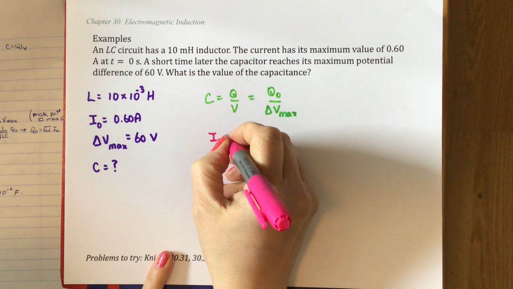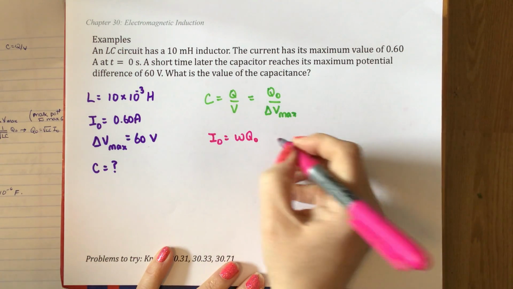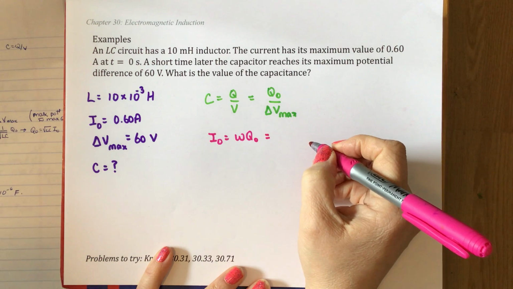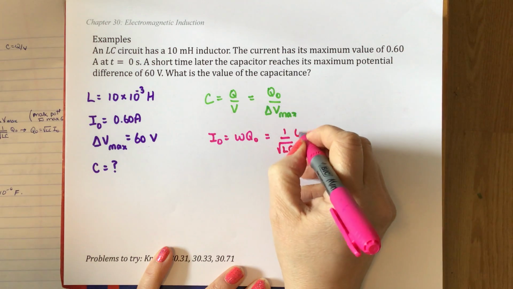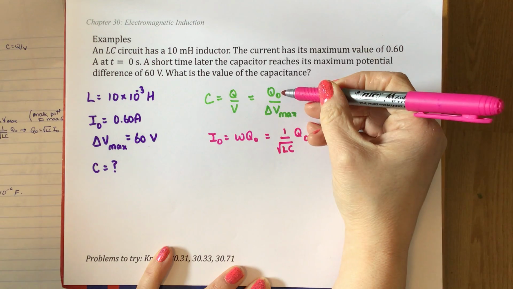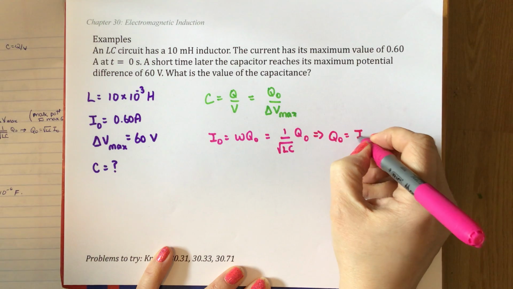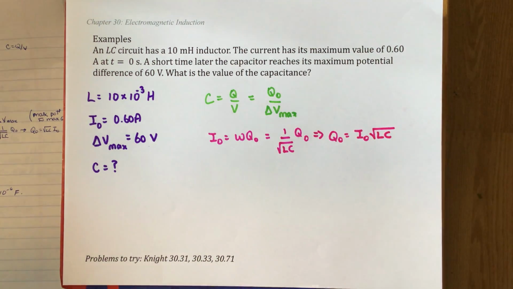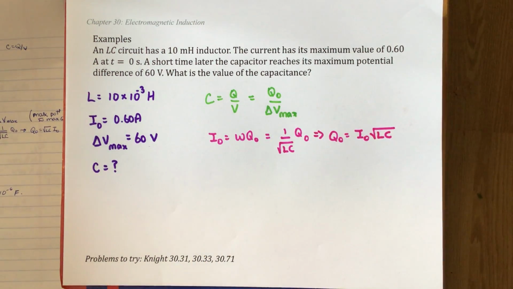So maximum current is omega times Q naught. We found that out as we found the expression for current. Omega is the natural frequency of the system. That's 1 over the square root of LC. So our current is 1 over root LC times Q0. If we want to find Q0, we can just solve this for Q0. Q0 equals I0 times square root of LC. So now we're pretty good to go. If we want our capacitance, we put in this for our Q0, divide by our potential, and we can find our capacitance.